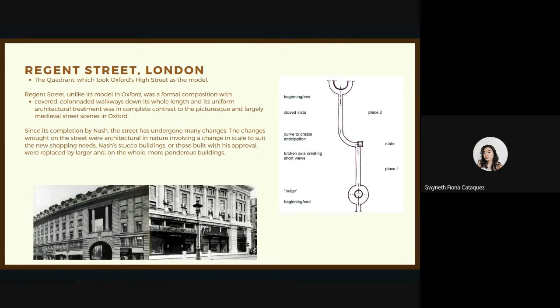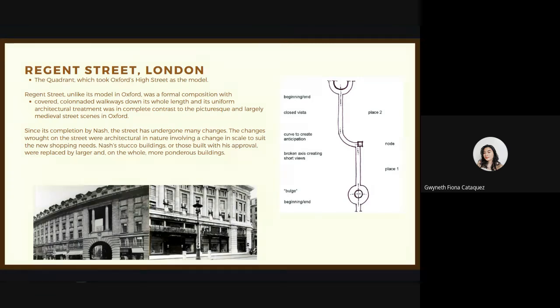Regent Street, unlike its model in Oxford, was a formal composition with covered colonnaded walkways down its whole length, and its uniform architectural treatment was in complete contrast to the picturesque and largely medieval street scenes in Oxford. Since its completion by Nash, the street has undergone many changes. The changes brought on the street were architectural in nature, involving a change in scale to suit the new shopping needs. Nash's stucco buildings, or those built with his approval, were replaced by larger and, on the whole, more ponderous buildings.